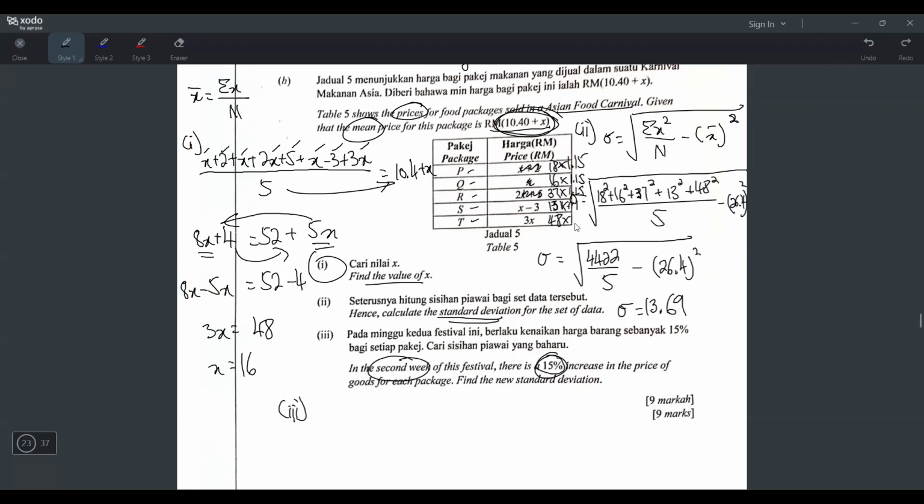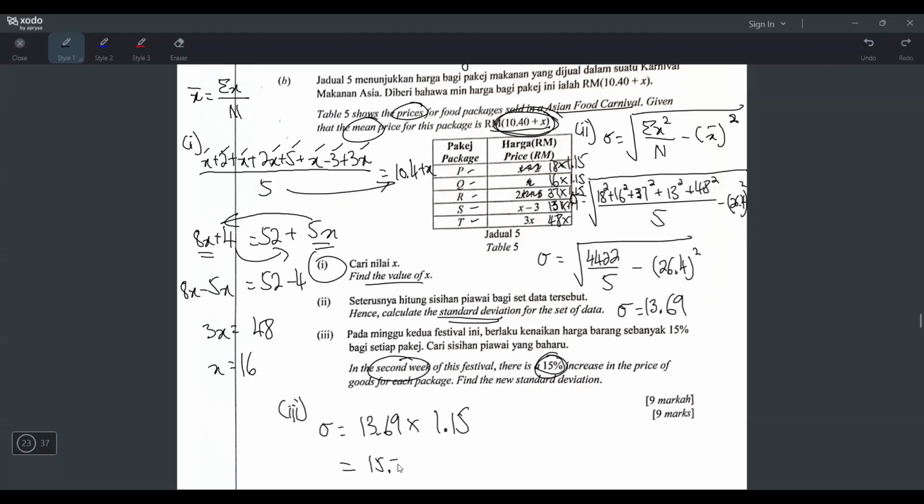And if every value times with the same number, what happens to your standard deviation? It will be 13.69 times with the same number also, 1.15, right? And if you press this, you will get the answer straight away. Okay, let me press my calculator. Answer times 1.15, 15.74.